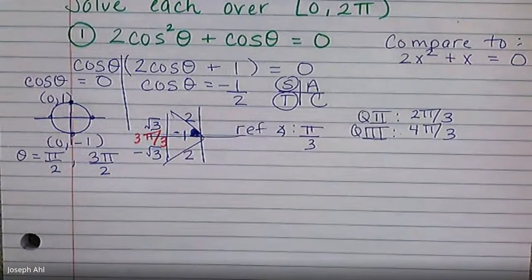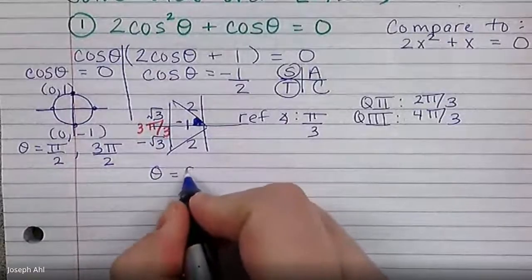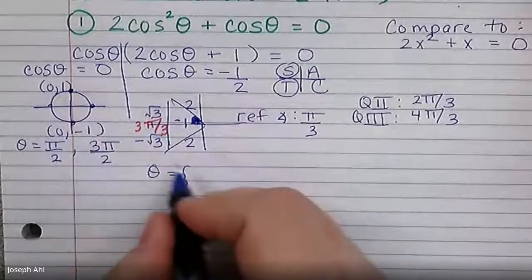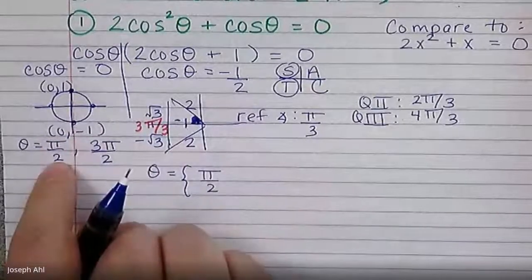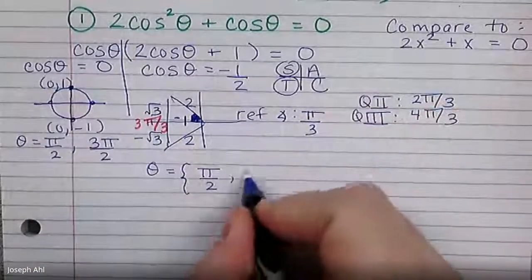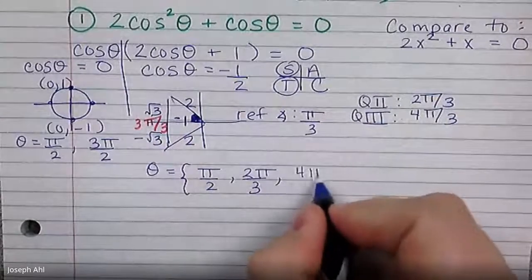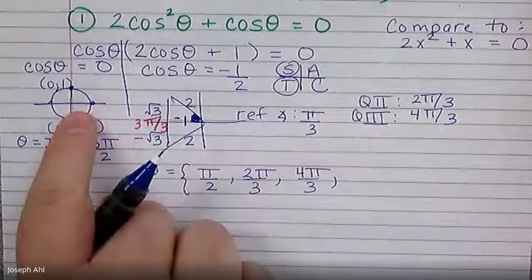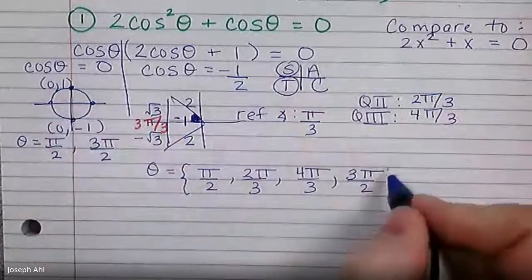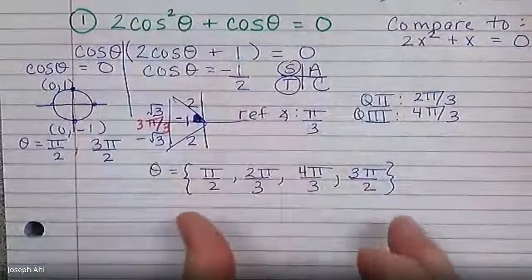Although it's not a requirement, when I write my solutions in the end, I am going to list them in order, and I'll explain why I think that's useful. The smallest angle that I get as a solution is actually the pi over 2 from over here, because that's right on the border of quadrants 1 and 2. Then I get my quadrant 2 answer of 2 pi over 3. In quadrant 3, we get 4 pi over 3. And 3 pi over 2 is the largest of your solutions because it's right on the border of quadrant 3 and quadrant 4. So those are the 4 solutions to when this equation equals 0.